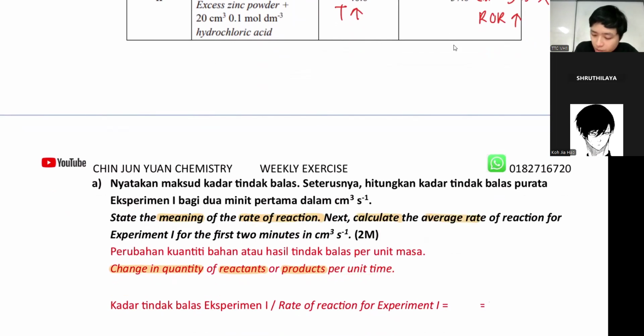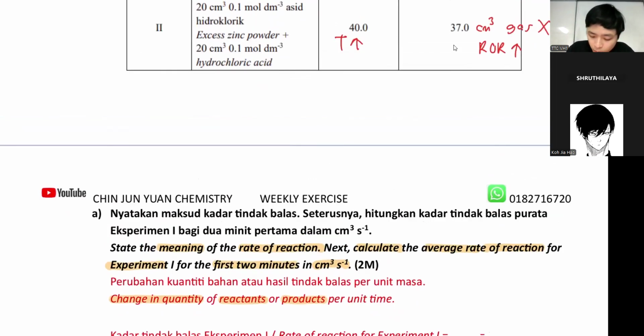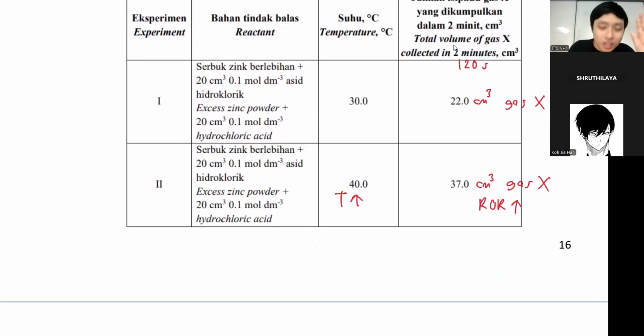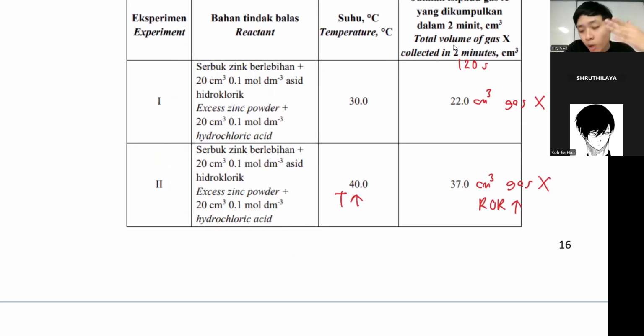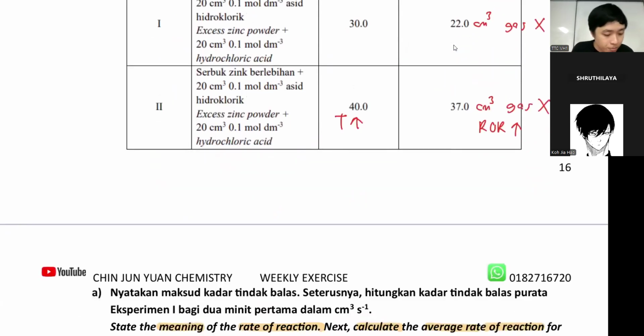Calculate the average rate of reaction for experiment 1 for the first 2 minutes in cm cube per second. This one is so simple. You can just use the volume divided by time. Remember, not the volume of acid here. Always look at the volume of gas collected. Normally 95%, you use the volume of gas divided by time. So for experiment 1, it is 22 divided by 120 seconds.